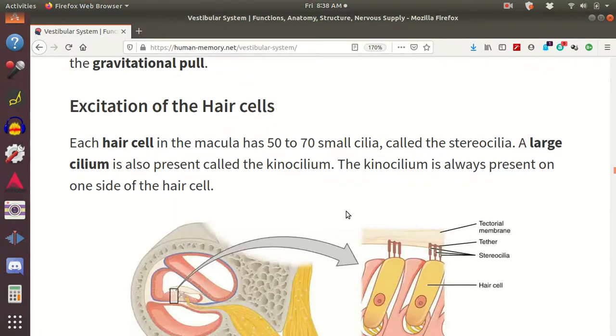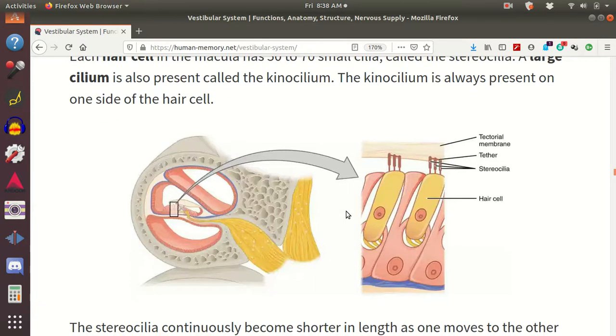Excitation of the hair cells. Each hair cell in the macula has 50 to 70 small cilia called the stereocilia. A large cilium is also present, called the kinocilium. The kinocilium is always present on one side of the hair cell. So this is a very complex system, people.